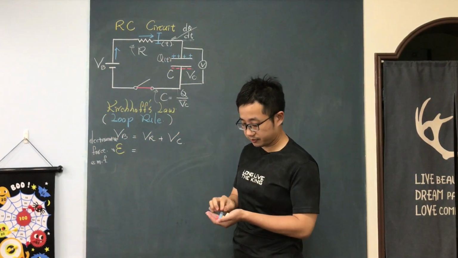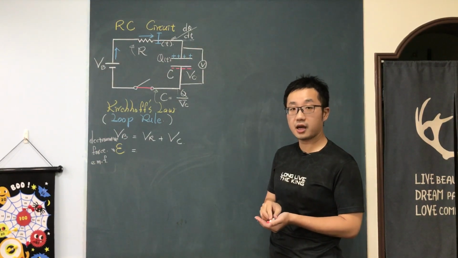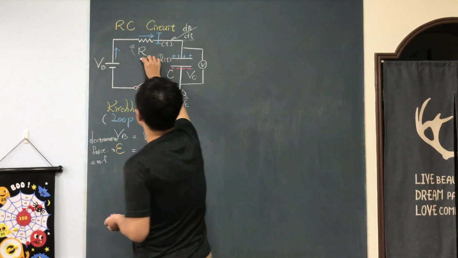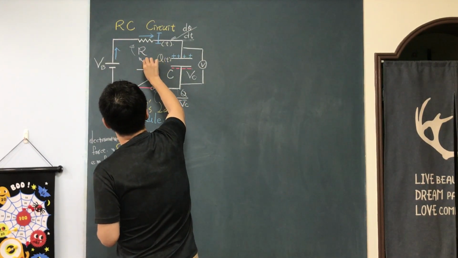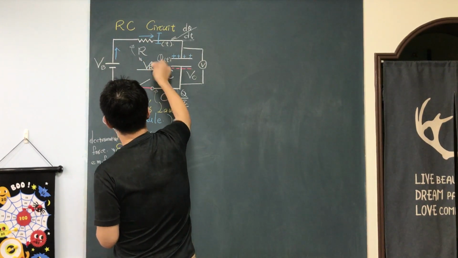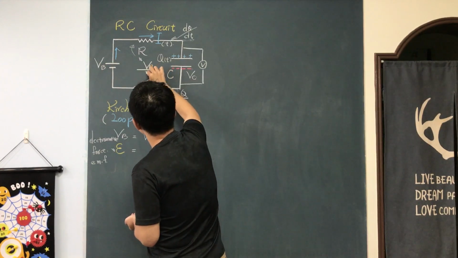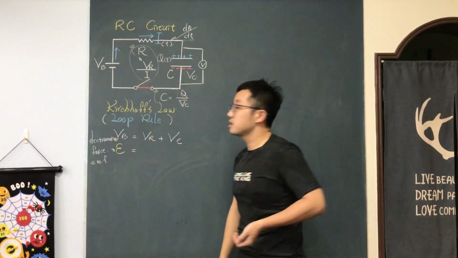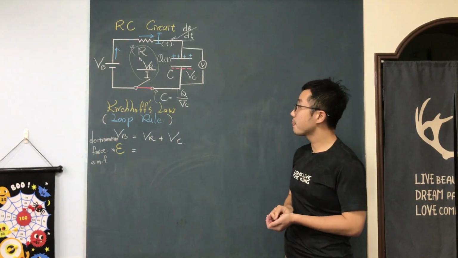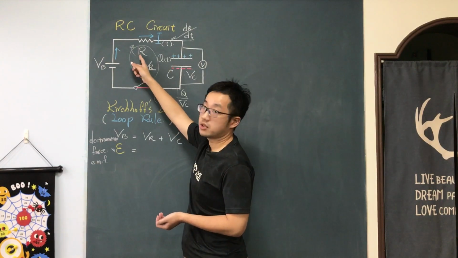Let me help you review quickly. What is R? How do we define the resistance? The resistance is the potential difference across your resistor divided by the current passing through your resistor. This is how we define your resistance. So I can write the VR as I times R.